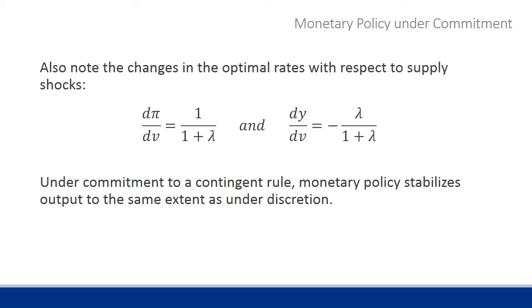We can also look at the reactions of the optimal rates to the shocks. So we take d pi/dv and dy/dv. You see that d pi/dv is equal to 1 over 1 plus lambda, and dy/dv is equal to minus lambda over 1 plus lambda. So under commitment to a contingent rule, monetary policy stabilizes to the same extent as in our case under discretion. If you compare these with the discretion results, you'll see that the reaction of the optimal rates to changes in the shocks is the same.